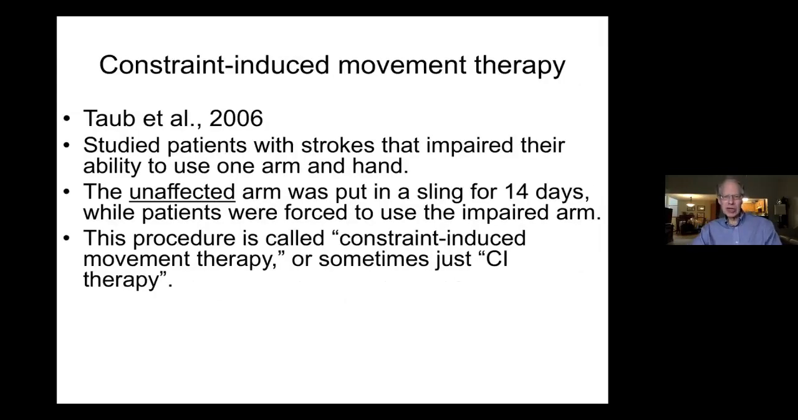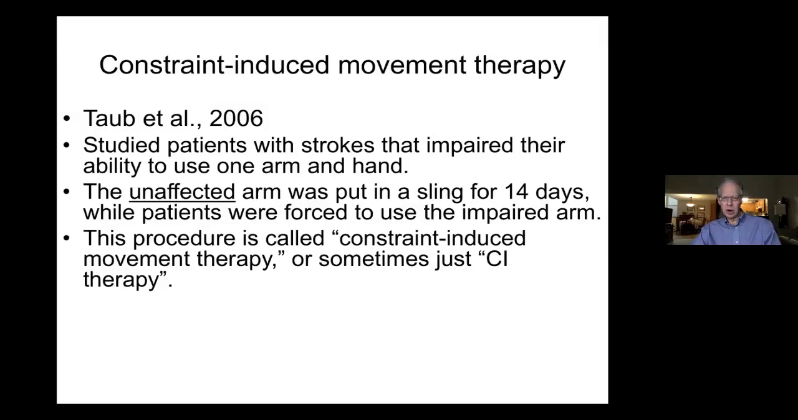There is also constraint-induced movement therapy. This was devised by Edward Taub, who's at the University of Alabama in Birmingham. It was based on his earlier work with animals. One of his papers was published in 2006. He studied patients with strokes that impaired the ability to use one arm and hand.